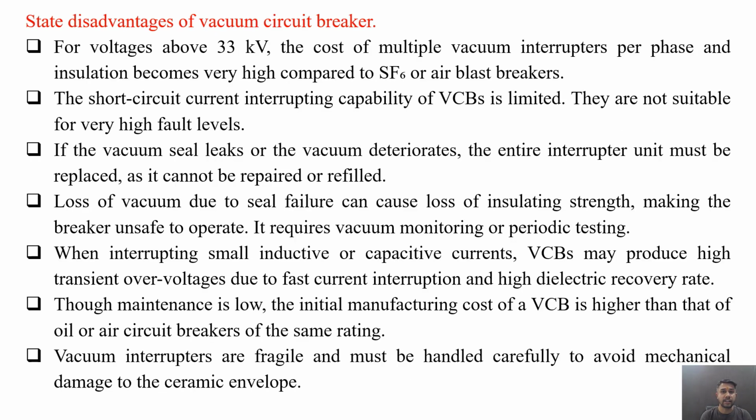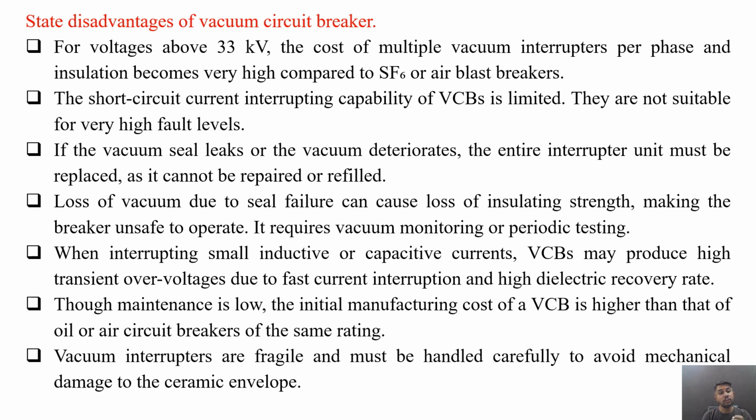Disadvantages of vacuum circuit breaker. For voltages above 33 kV, the cost of the multiple vacuum interrupters per phase and the insulation becomes very high compared to SF6 or air blast circuit breakers. The short circuit current interrupting capability of VCBs is limited. They are not suitable for very high fault current levels. If the vacuum seal leaks, the entire interrupter unit must be replaced as it cannot be repaired or refilled again.